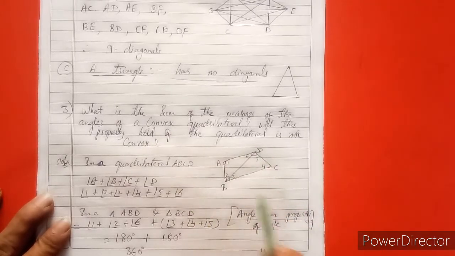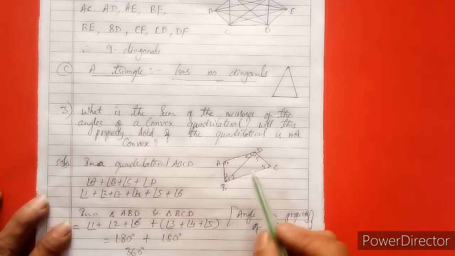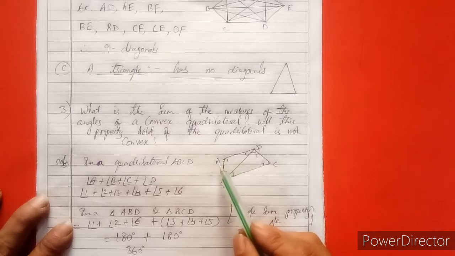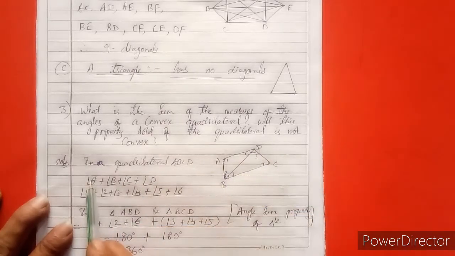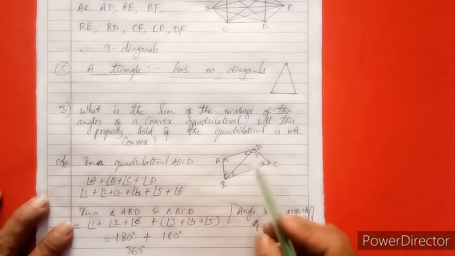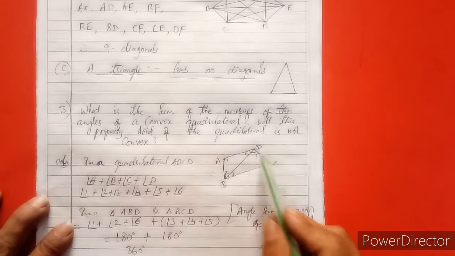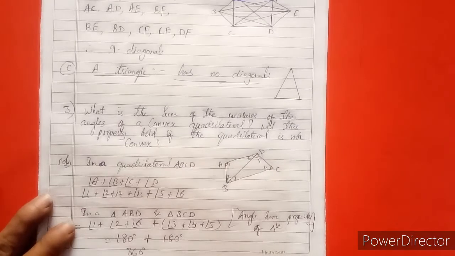I have drawn a quadrilateral ABCD in one of the given figures, and I have drawn one diagonal, that is BD, and we are getting two triangles. One is ABD, that you see here. Angle A plus angle B plus angle C plus angle D is the quadrilateral, and the first triangle we are getting is ABD and the second triangle is BCD.